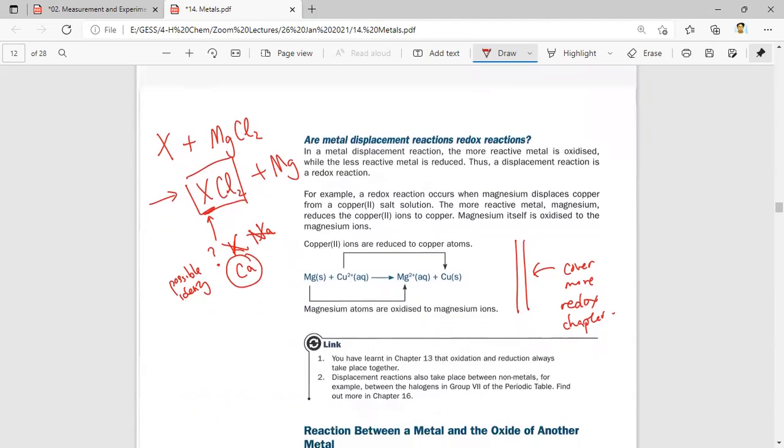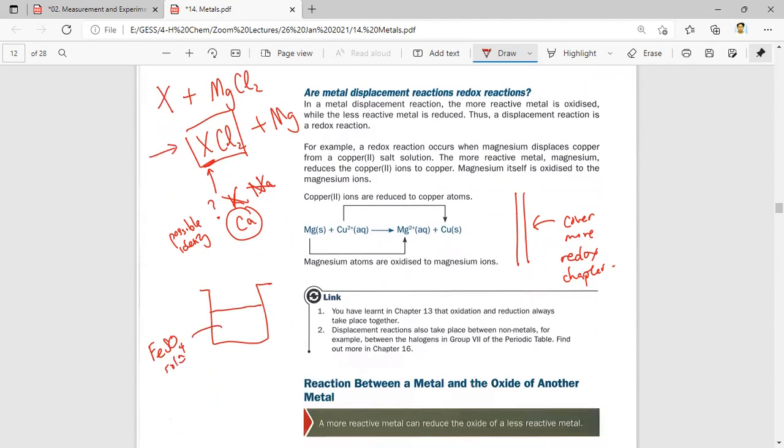Now, another thing I need you to take note of when you're doing displacement reactions is that in the metal displacement reaction, the solution here, yes, we can say it is an FeSO4 solution. But whenever we talk about solution, you realize it's a mixture. So I'm not just reacting it with FeSO4, I'm actually reacting it with FeSO4 and water because it's a solution. So what is the significance of knowing that there's water?